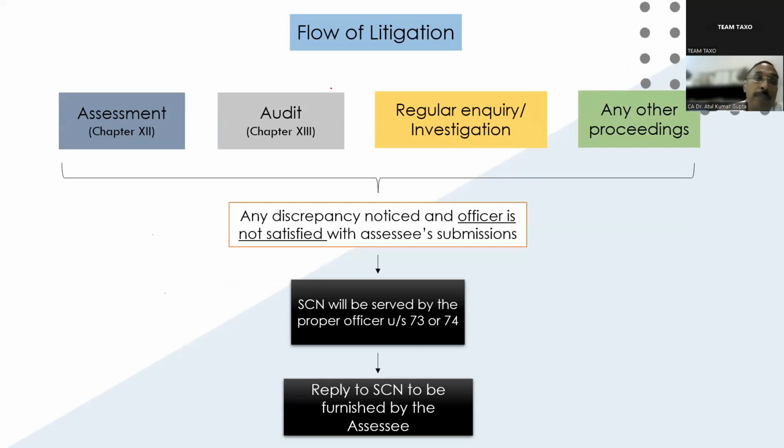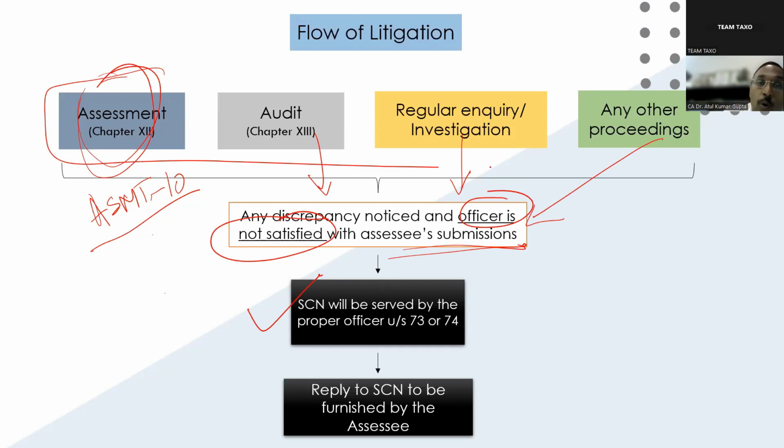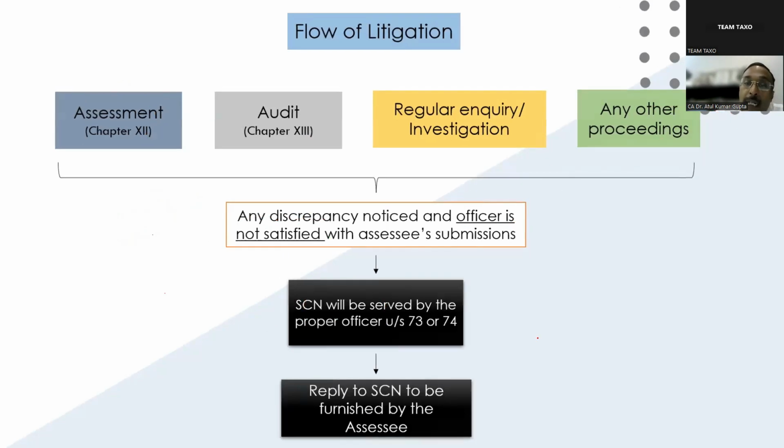Now, this slide is very important because it exhibits what I discussed with you in the initial phase of my discussion, that there will be an assessment. So, in case there is an SMT 10 issued by the department, or there are some other assessment proceedings, and the officer is not satisfied with the reply or submission of the assessee, he will issue a show cause notice. In case there is an audit, a regular inquiry, an investigation or any other proceedings, and if the department is not satisfied or there is a disagreement between the department and the assessee, then the department is going to issue the show cause notice, which we are going to discuss here. And then you have to submit a reply to the department, and based on this reply, what will happen?